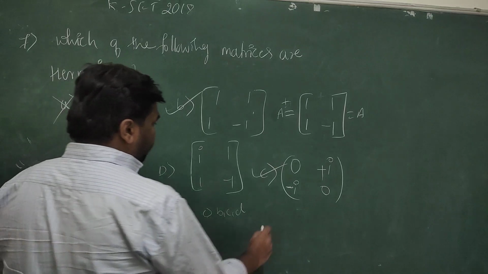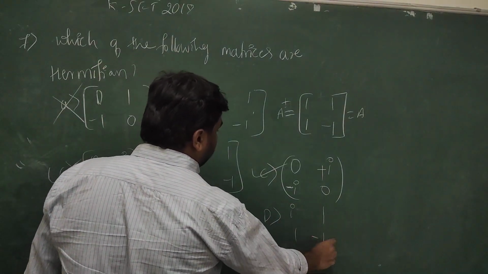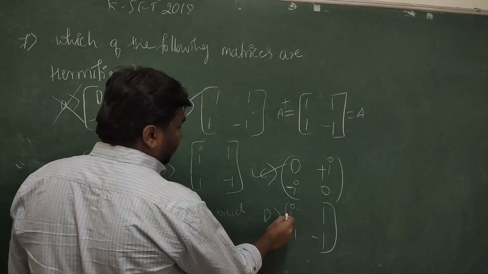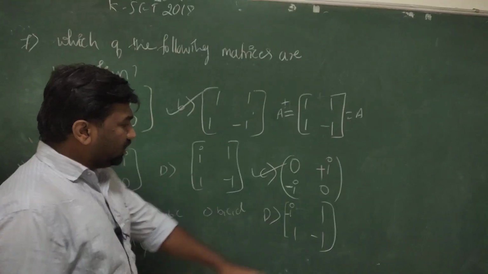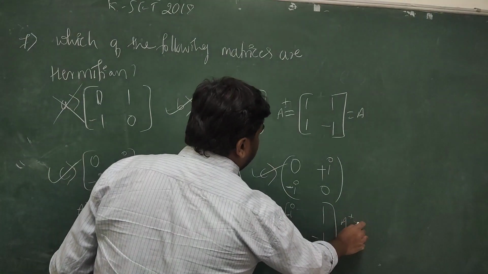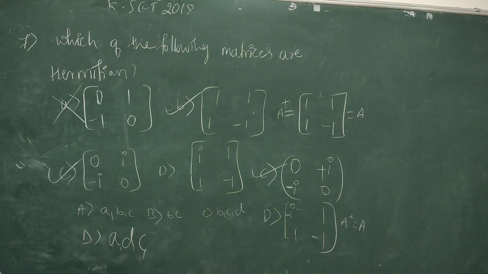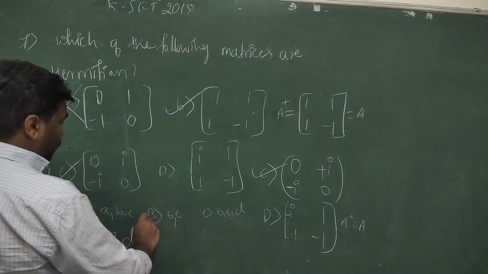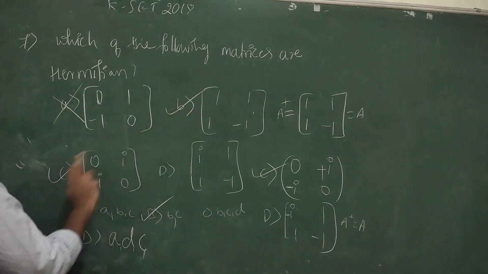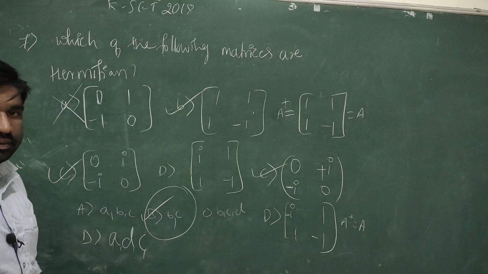Next, D. I 1 1 minus 1 and change their complex conjugate, minus I. So this is not equal to the given matrix. So therefore A dagger is not equal to A. So option number D is also not correct. So only B and C. B matrix and C matrix are Hermitian. Okay. So option B is correct.